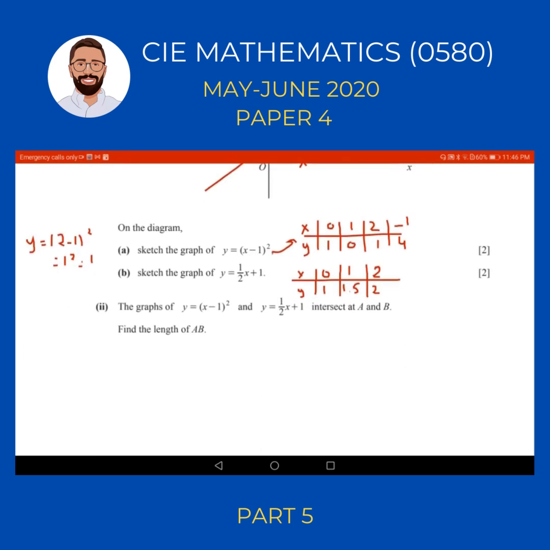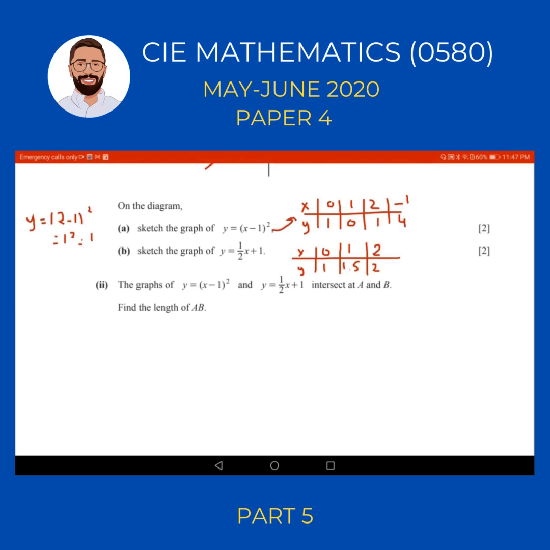Now in part II, the graphs of y equals x minus 1 all of it squared and y equals half x plus 1 intersect at A and B. Find the length of AB. So whenever I have two graphs intersecting at specific points, this means that the graph of the first equation is equal to the graph of the second equation, which means that x minus 1 all of it squared is equal to half x plus 1.